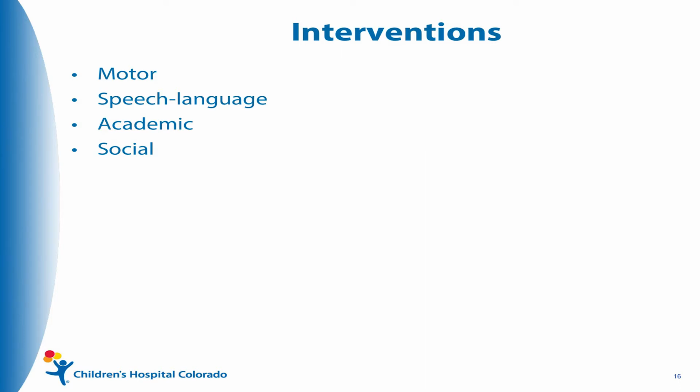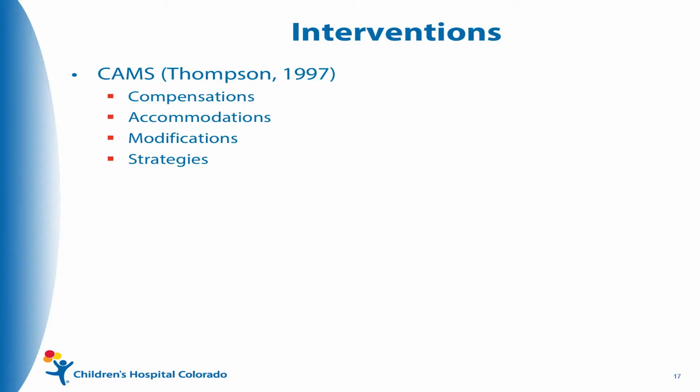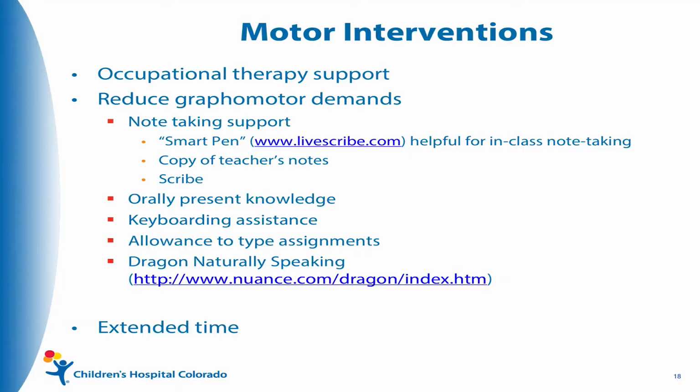And within the context of each of these, I think it's really important to think about intervention in a couple of different ways. Sue Thompson has talked about this idea of CAMS: compensation, accommodations, modifications, and strategies. So not looking at just what we can make the child do differently, but how can we change the environment to better suit the child's needs or unique learning profile.